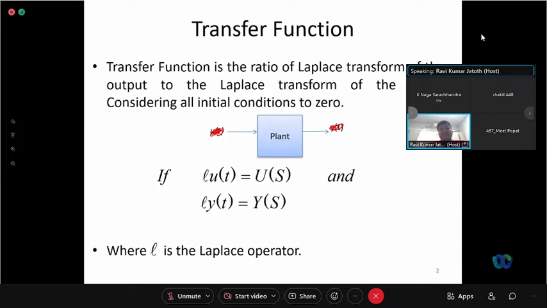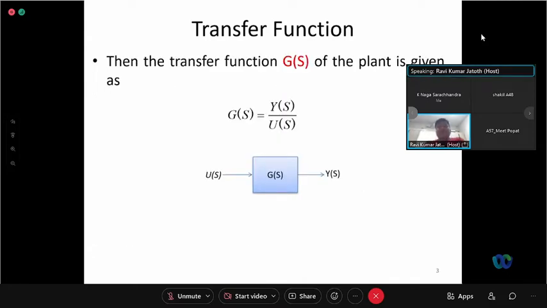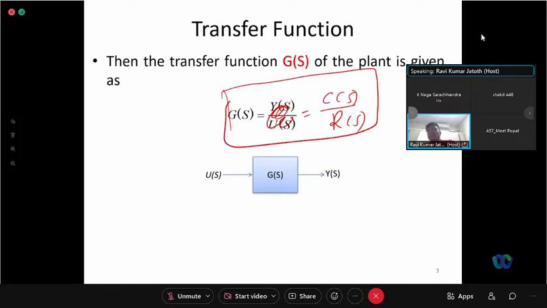Now, for any physical system, we can give an input called the reference signal or reference input. The output of a plant is called the controlled output, C of t. The Laplace transform of R of t is R of S, and the Laplace transform of C of t is C of S, where L is the Laplace operator. The transfer function for this plant can be written as C of S by R of S. This is a standard notation throughout the world from the control system point of view. G of S is equal to C of S by R of S.